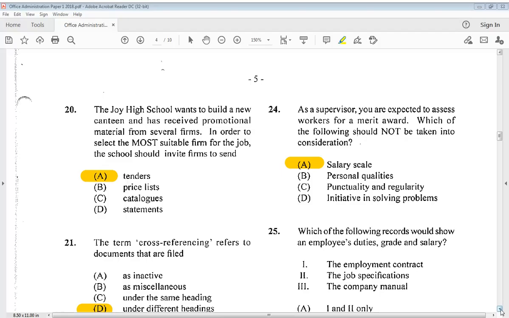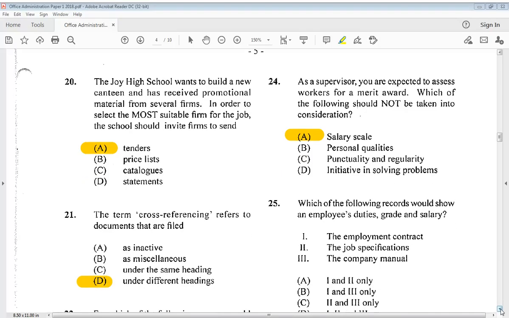So that is not taken into consideration. That does not determine whether the supervisor should use that in assessing whether a worker should get an award or not. So it is always based on things that are related to the work, to the benefit of the team or the company, and which involves displaying good attitude, qualities, and so on.